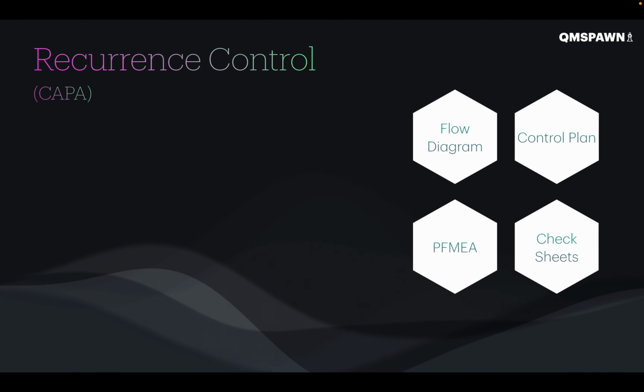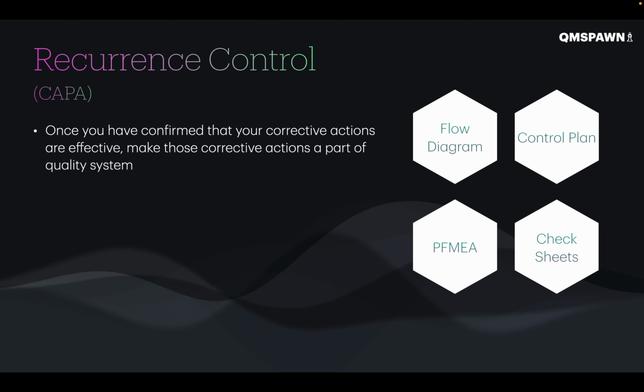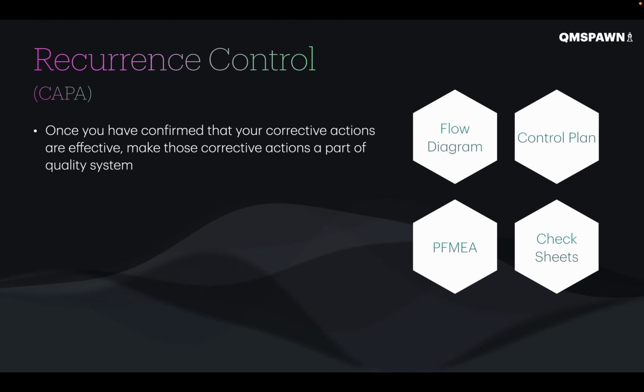And then the next step is what we call recurrence control. So let's say you have evaluated potential solutions and you picked a handful of them that you truly believe in. Now it's time to make them a part of your documentation or part of your QMS, and this might include updating your control plans, FMEAs, etc. Right? These should be updated to reflect the new elements of control that we have.